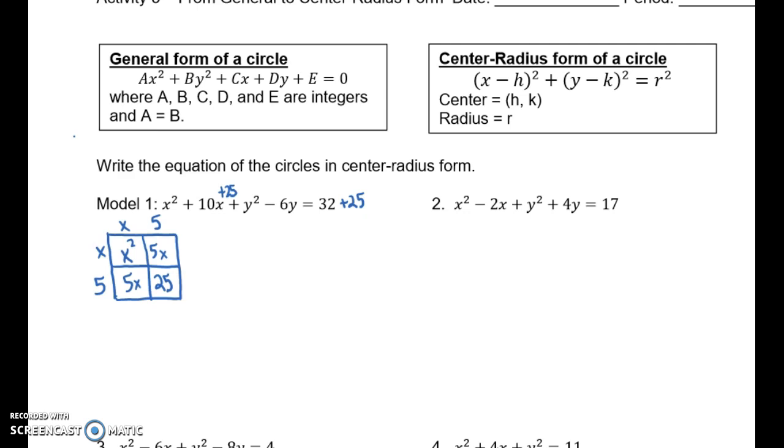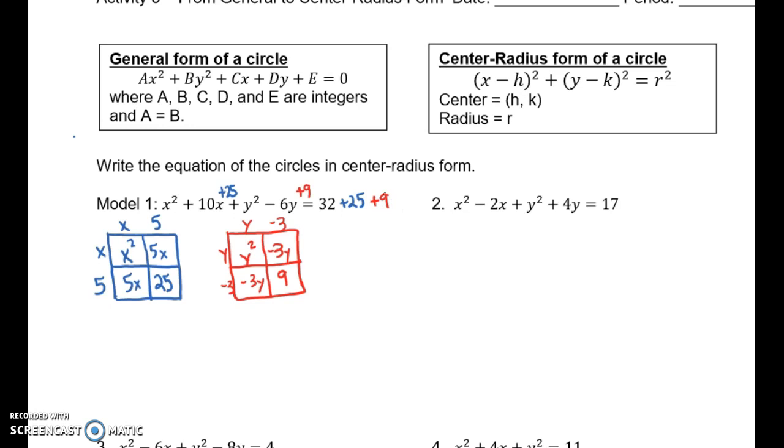I'm then going to take the same thing for the y's. So I've got my y squared term. This guy right here. So that's a y and a y. These two boxes are the same and add up to negative 6. So that's a negative 3y and a negative 3y. So negative 3 and negative 3 gives me 9. So this puts a 9 there. You add a 9 to the left, you have to add a 9 to the right.